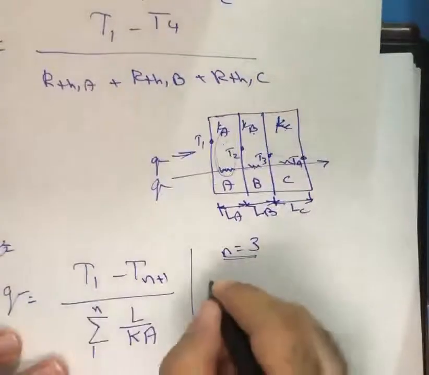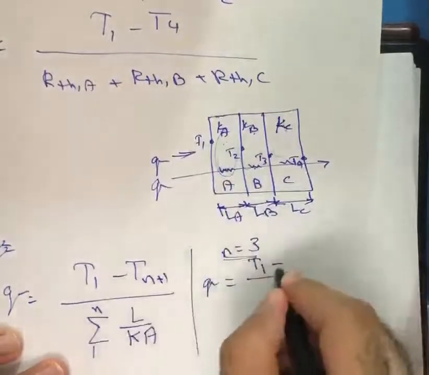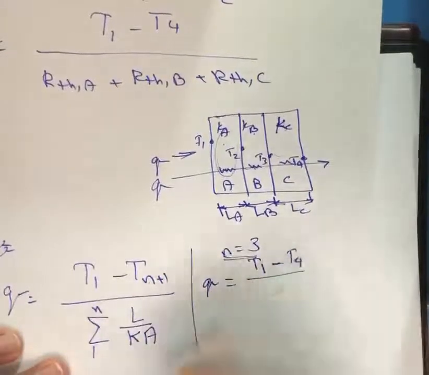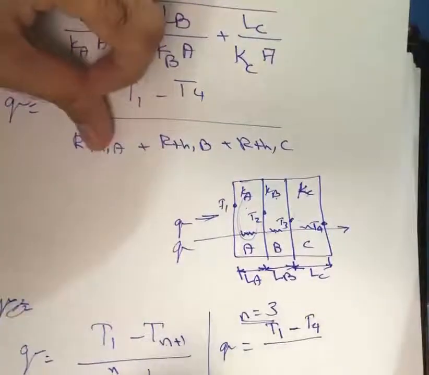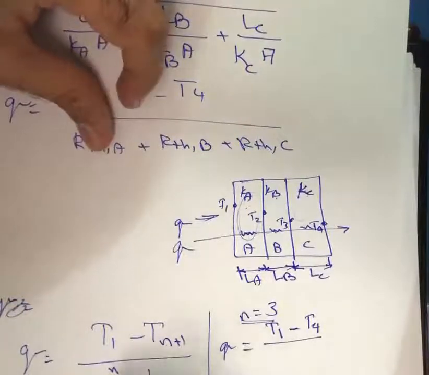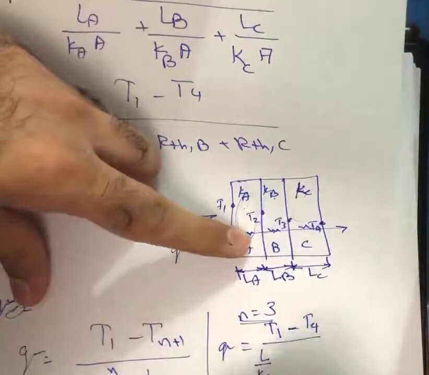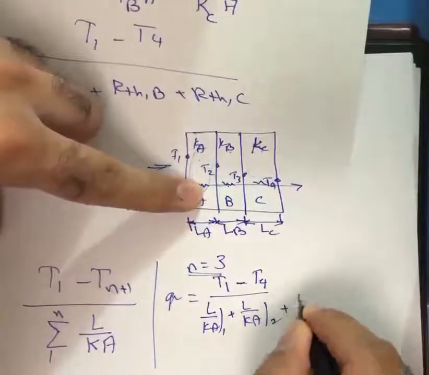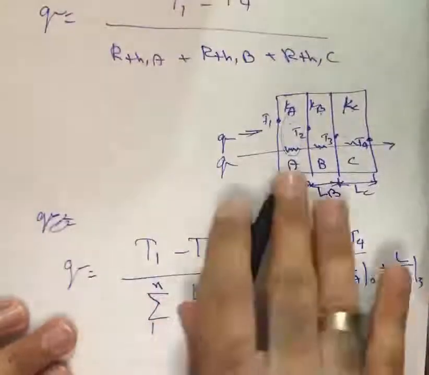In this way we can write that Q will be T1, which is the temperature here, minus T(n+1); n here is 3, so we have 3 plus 1 is 4, as I write it here, divided by the summation from 1 to n, which is 3, of L divided by KA. So I will write L divided by KA for wall 1 plus L divided by KA for wall 2 plus L divided by KA for wall 3, as I mentioned here. So this is a general formula for the heat transfer through a composite wall.